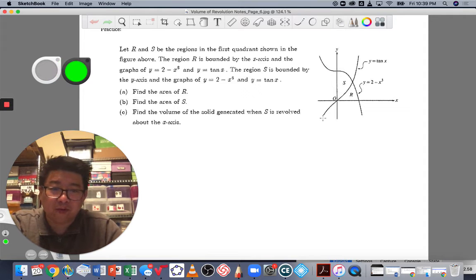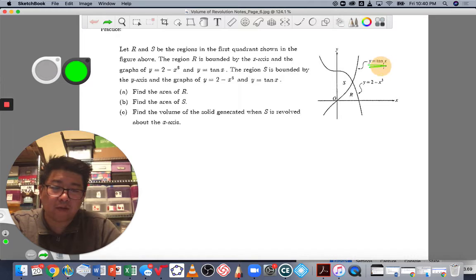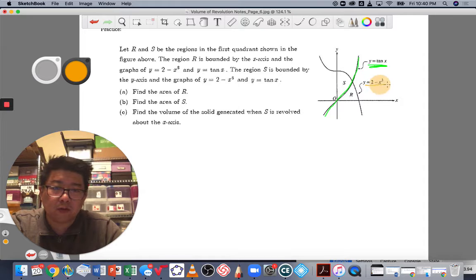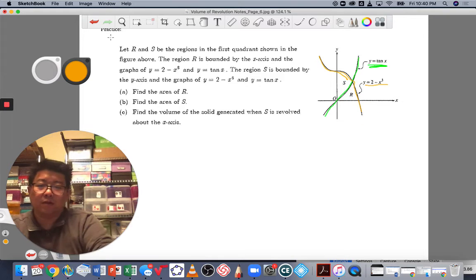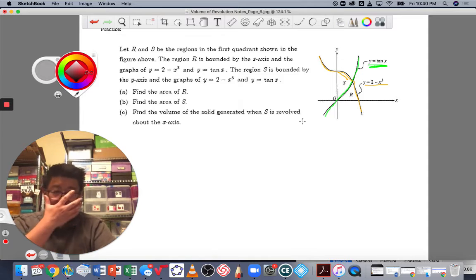We have a function, this one right here, tangent x. And then we have another function, y equals 2 minus x cubed. So this one right there. All right, so let's get started with this.